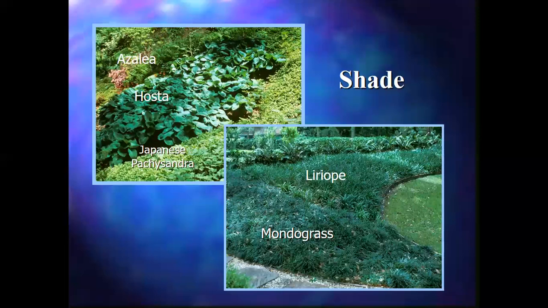Now below you have liriope and mondo grass. Mondo grass is related to liriope, but it's small and slow growing. You don't want to cut that back in the winter, late winter, like you do to liriope. These can also grow in the sun as well.